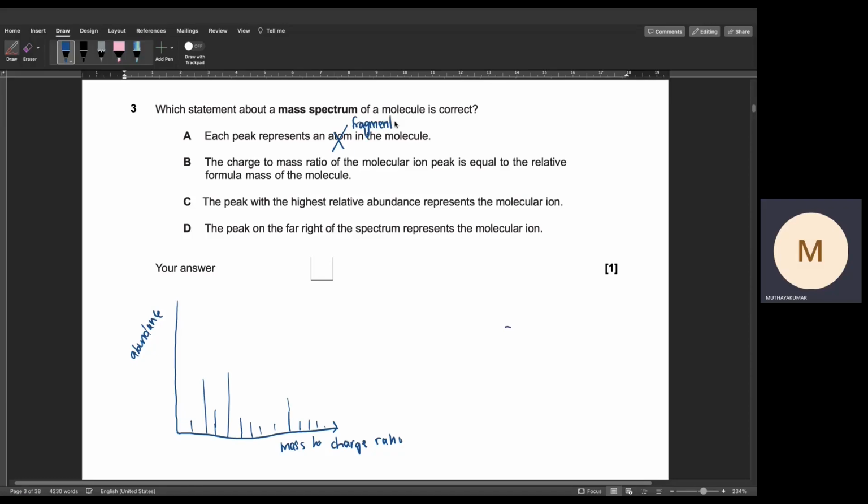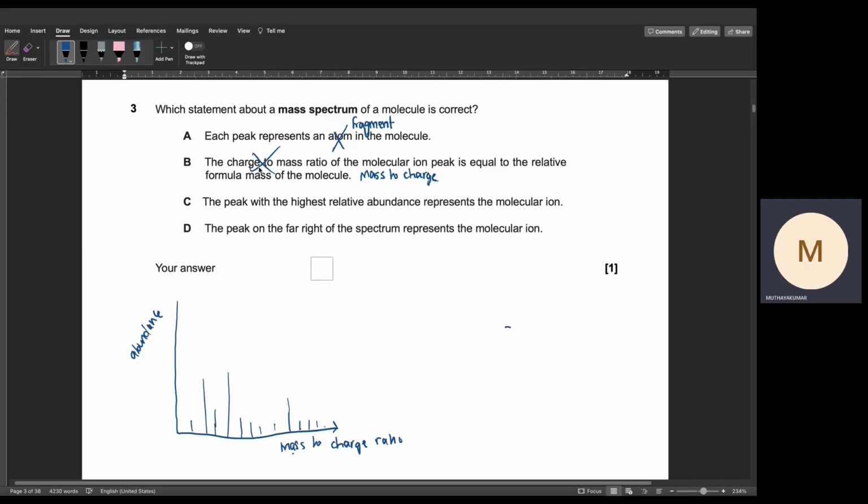B, the charge to mass ratio of the molecular ion peak is equal to the relative formula mass of the molecule. It's not the charge to mass ratio of the molecular ion peak, it's the mass to charge ratio. If you look at the x-axis, it's mass to charge, not charge to mass. But the mass to charge ratio of the molecular ion peak is equal to the RFM of the molecule. That is true, but the incorrect part was the first term.